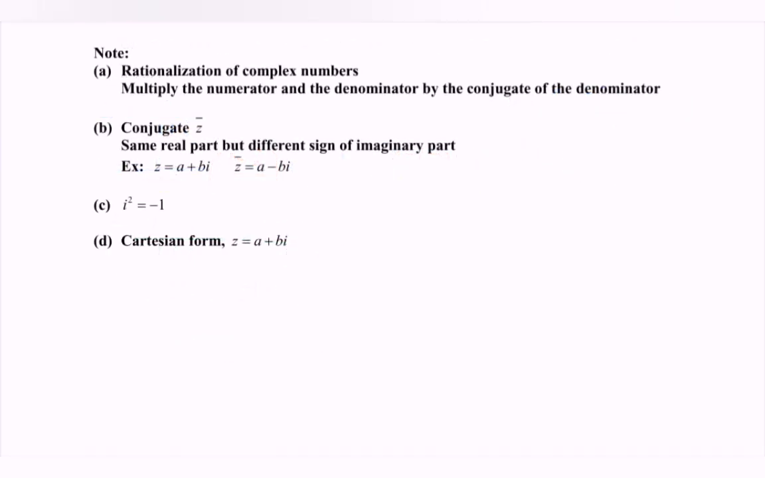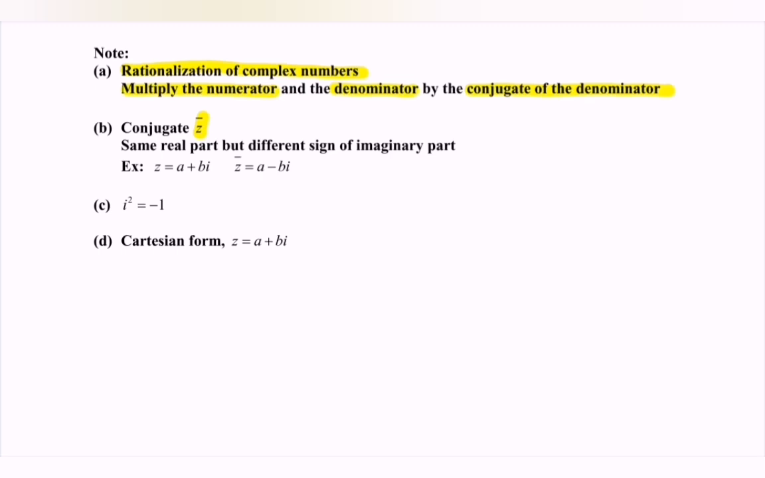Here are some notes when we deal with complex numbers. Number 1, we have to rationalize the complex number. How to rationalize the complex number? Multiply the numerator and also the denominator by the conjugate of the denominator. Refer to the example. Next, we have the conjugate of z. The symbol will be z bar, or we can say conjugate of z.